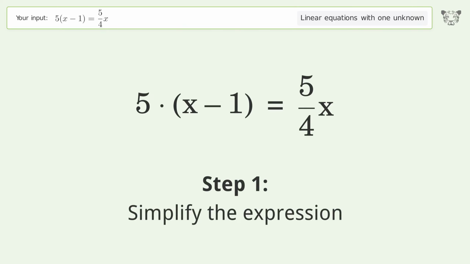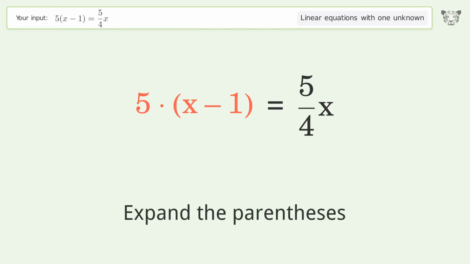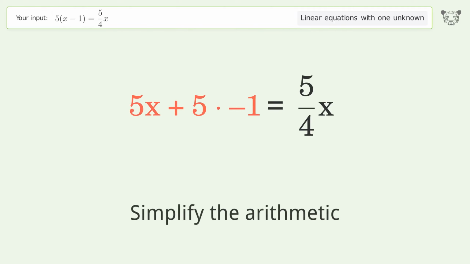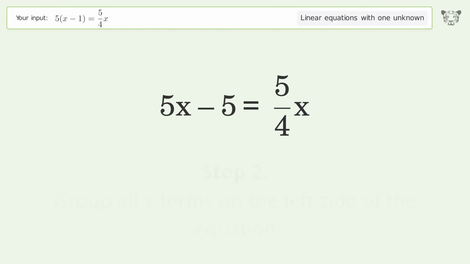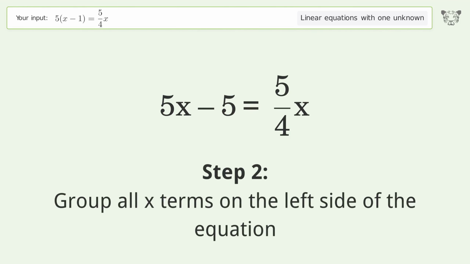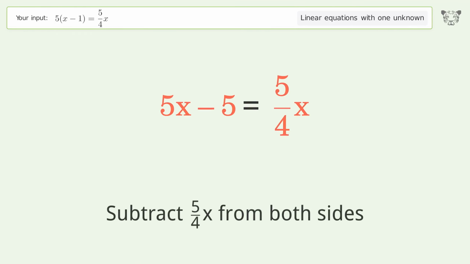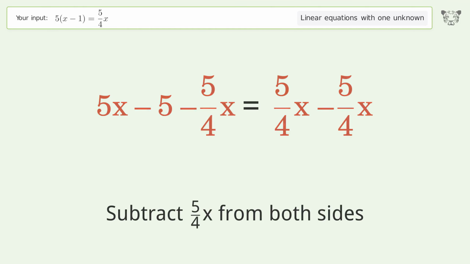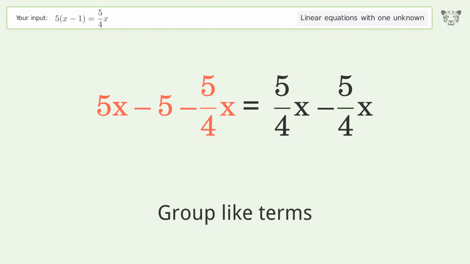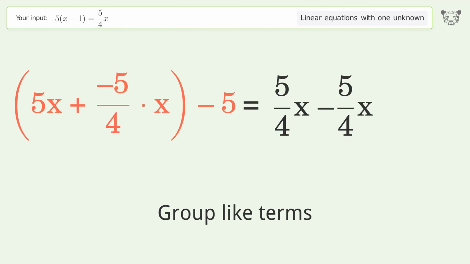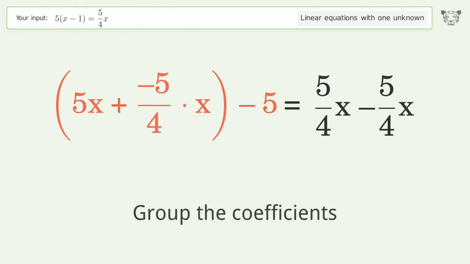Simplify the expression. Expand the parentheses. Simplify the arithmetic. Group all x terms on the left side of the equation. Subtract 5/4x from both sides. Group like terms. Group the coefficients.